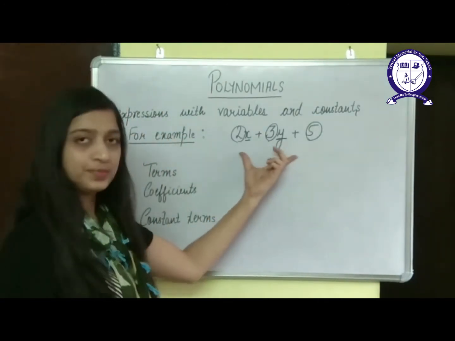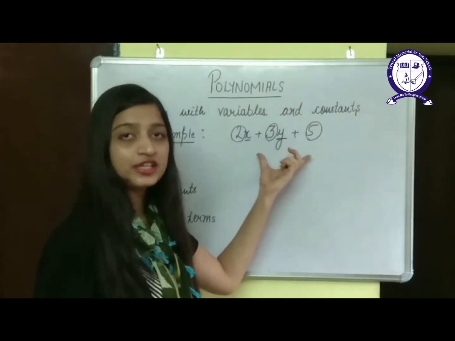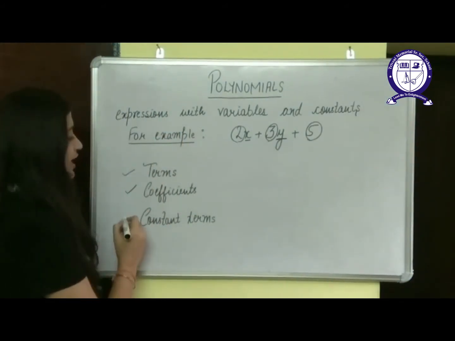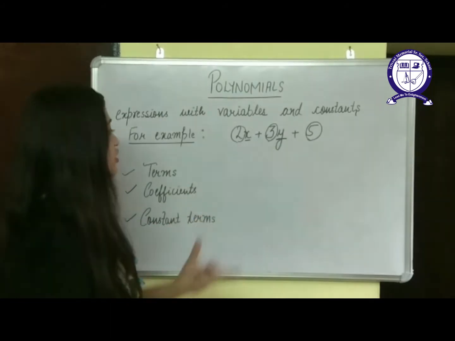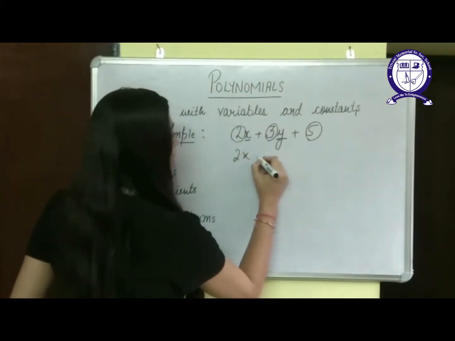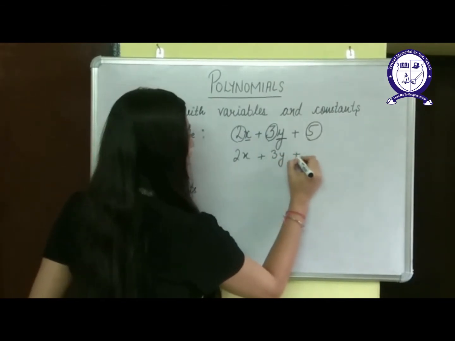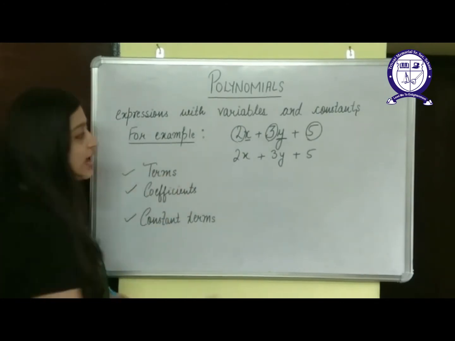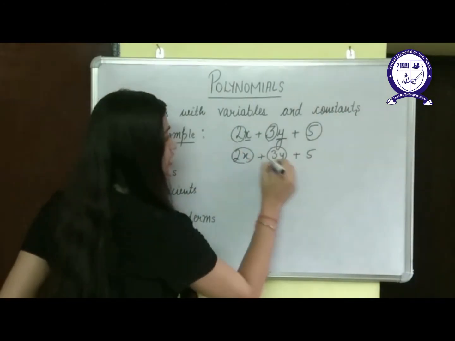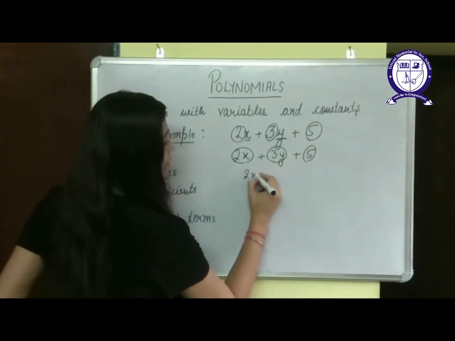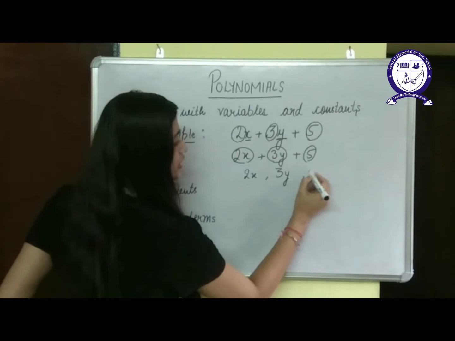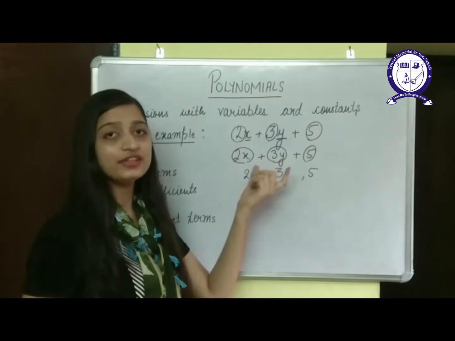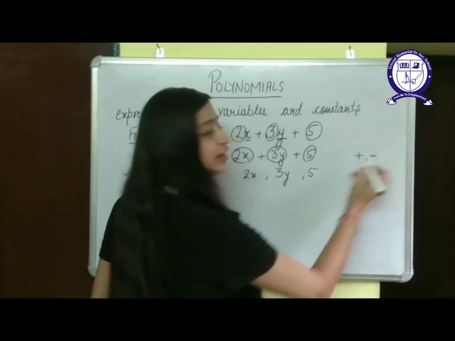Now in this expression, there are different terms related to it. They are, first of all, a term, a coefficient and a constant term. This is my question, 2x plus 3y plus 5. This is a polynomial. And here first is terms. Terms are these: 2x, 3y and 5. These are my three different terms in this polynomial, combined with the help of plus and minus.